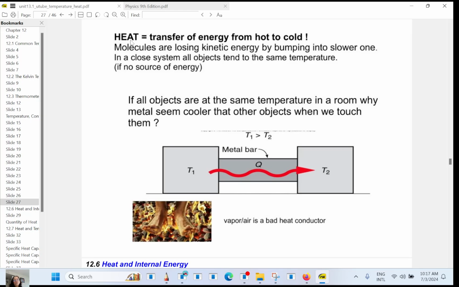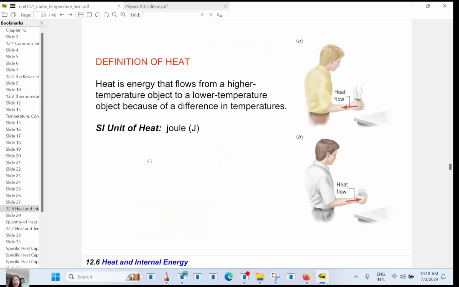The same way that work is energy in transfer as well. So if I'm doing work on something, that means energy is being transferred. So it's the same idea. But you see that Lavoisier was not very far, he had the idea right. Something is flowing, but it's not a fluid, it's energy flowing. Okay, so that will be the definition of heat. So you need a difference in temperature for heat to flow.